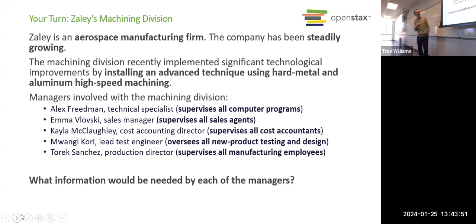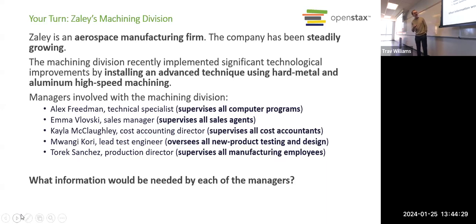How about Emma here? Not you, Emma. Oh no, wait, Ella, Emma. So this sales manager supervises the sales agents. What kind of information would she need to do her job? How many sales agents are there? What else? Their strengths and weaknesses. Thank you, Ella. What else? Okay, the job requirements, about how much they're selling, right?